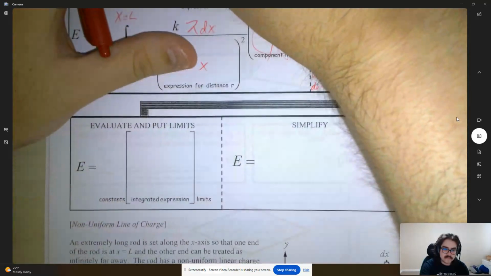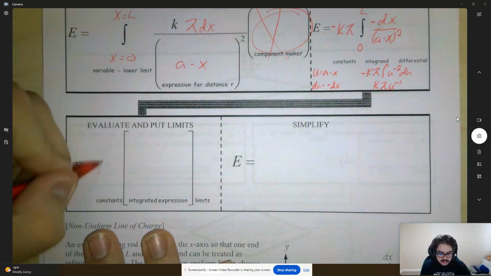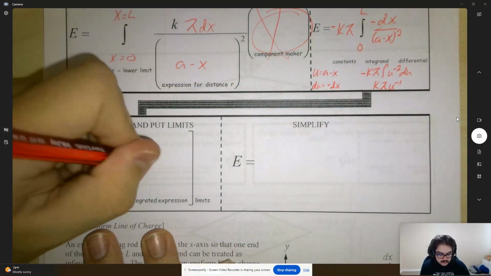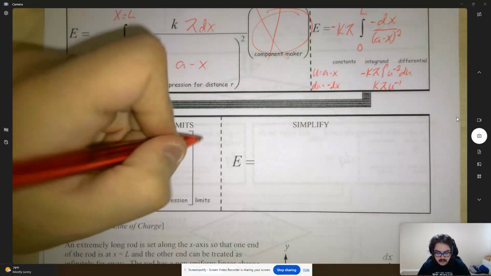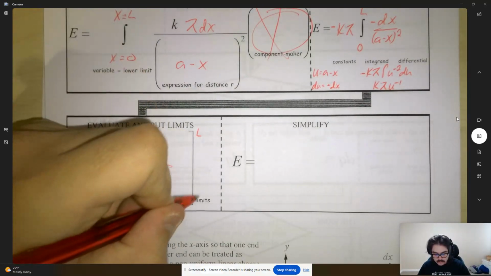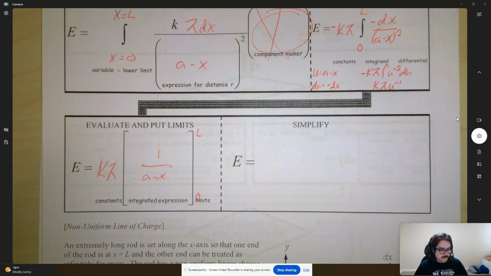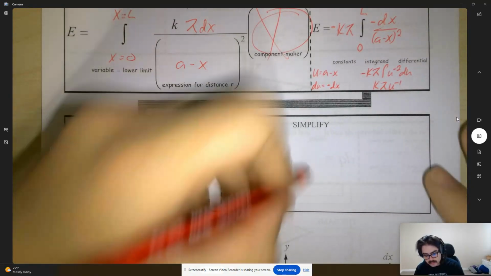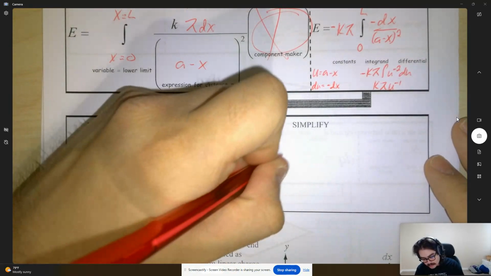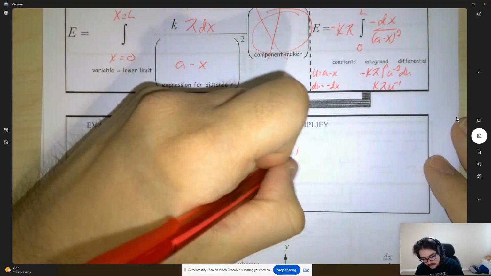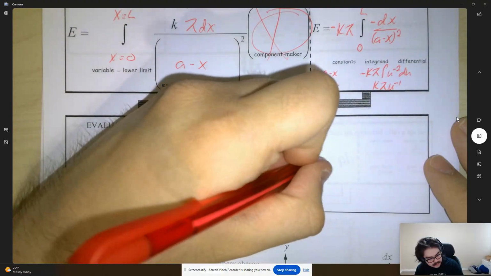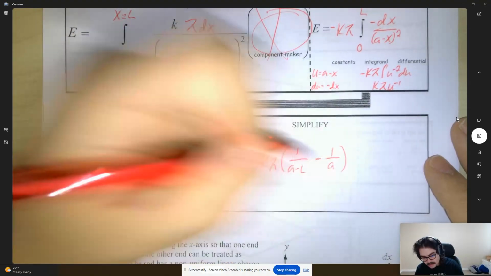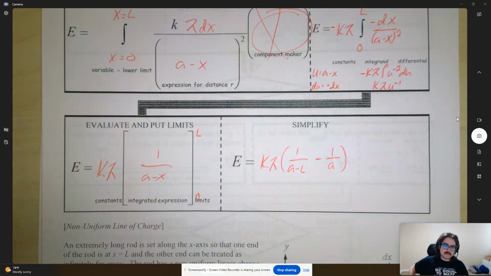And when I do evaluate it, I should get k lambda times 1 over a minus x, from 0 to L. And when I apply my bounds, this just becomes k lambda times 1 over a minus L, minus 1 over a. And I do not need to simplify it any more than that. That is perfectly acceptable for my answer.